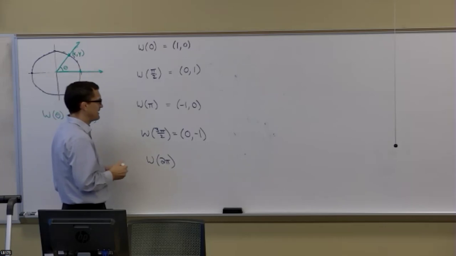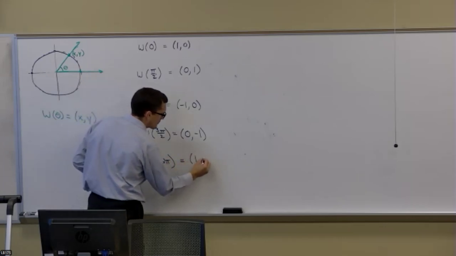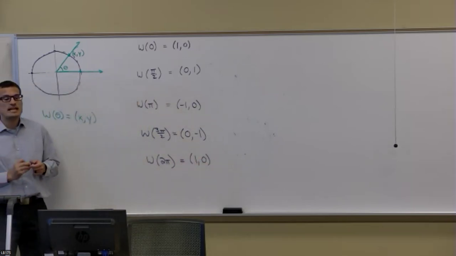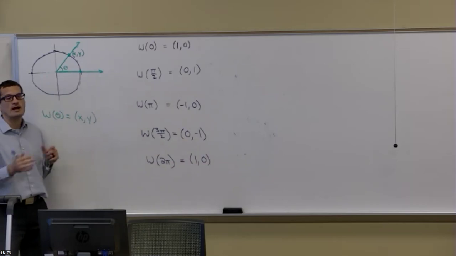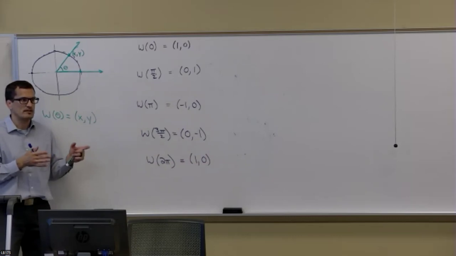So the wrapping function is also going to give me 1, 0. And you can see now that if I have 2 angles that are coterminal and I put them into the wrapping function, they're going to give me the same points out. Right?